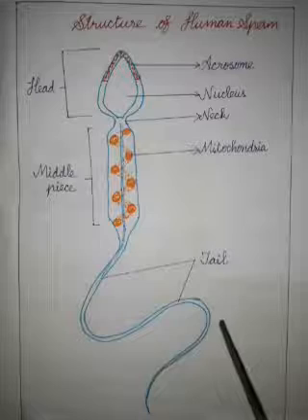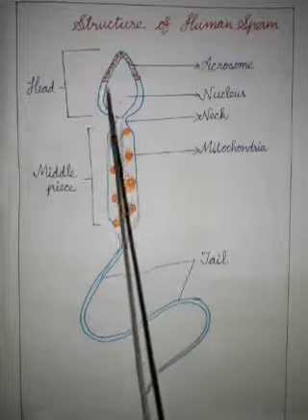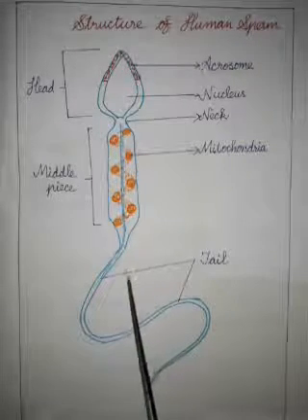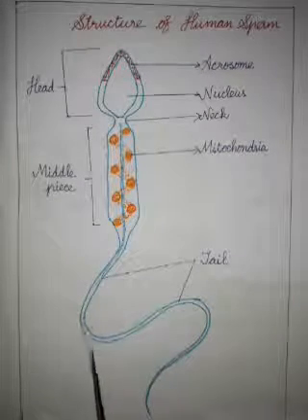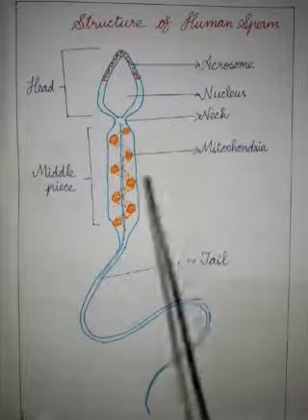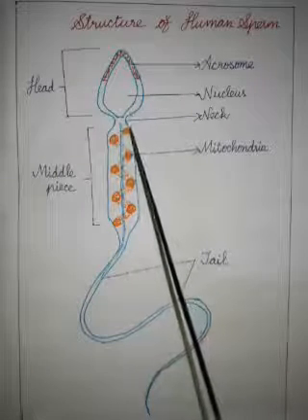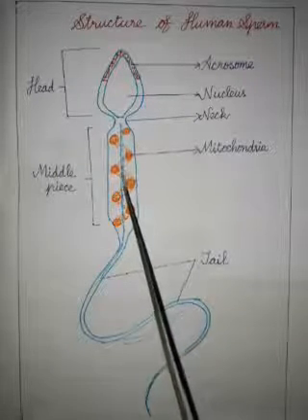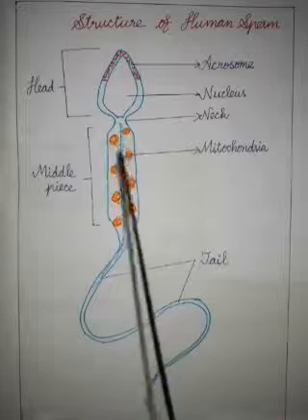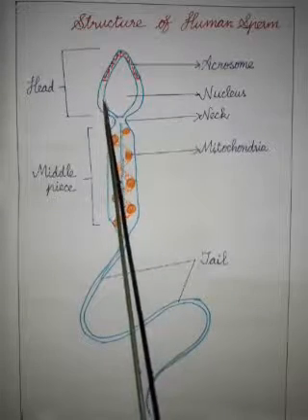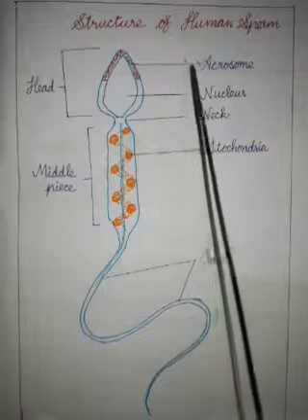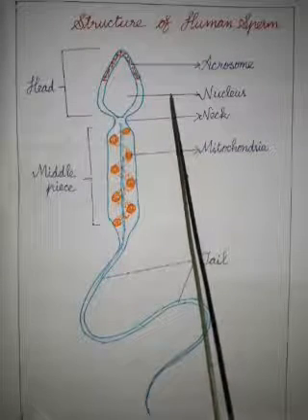The whole body of the sperm is enveloped by a plasma membrane. It is divided into the head, neck, middle piece and the tail. Coming to the head. The head consists of two parts. One is the acrosome and another is the nucleus.